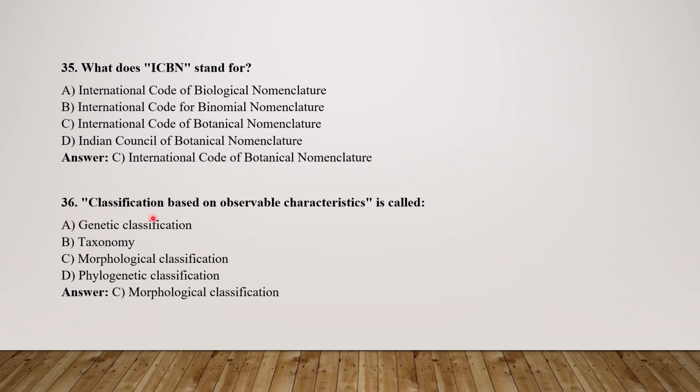Number 36, classification based on observable characteristic is called. Yeah, it is morphological classification. It uses physical features to classify organisms.